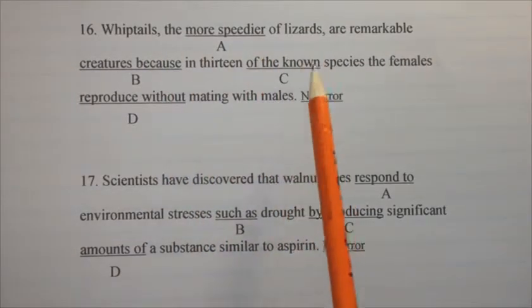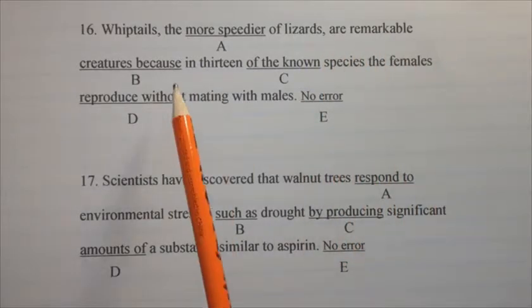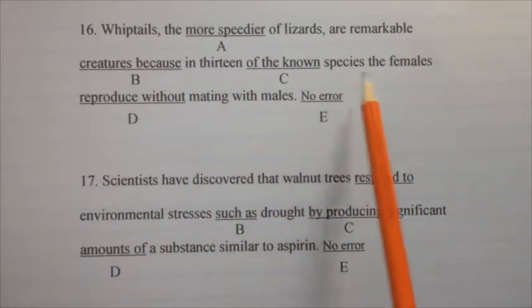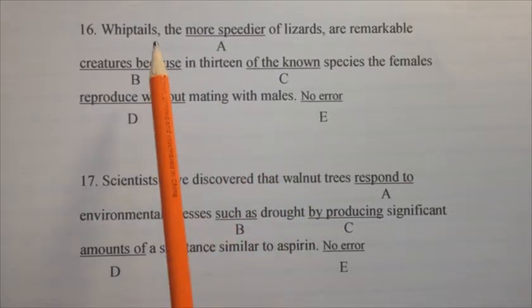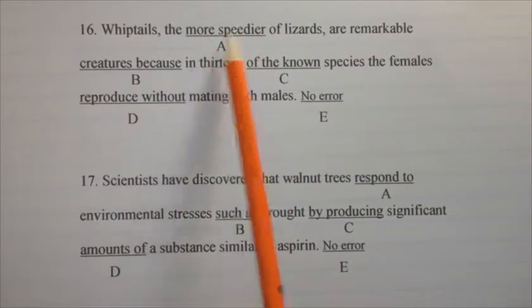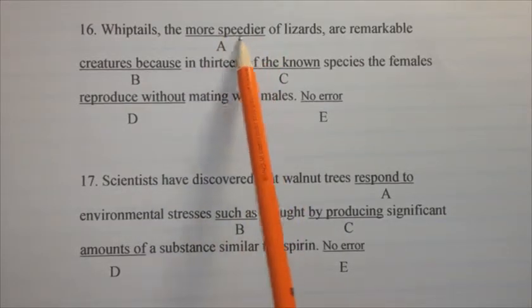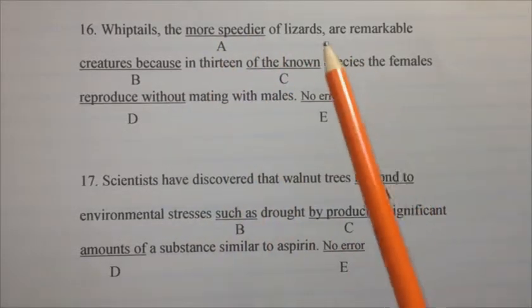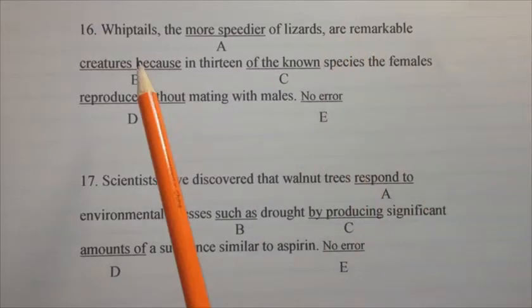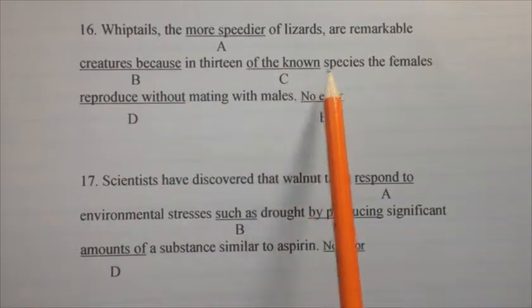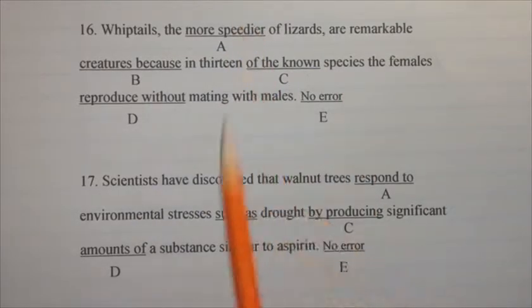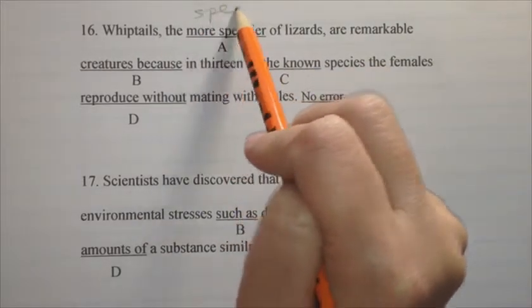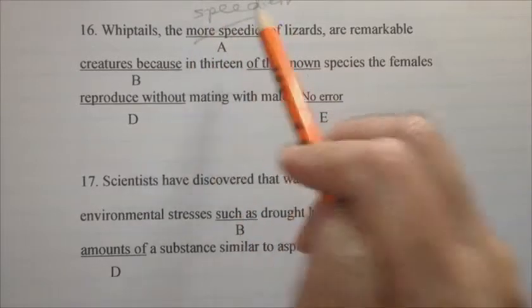Whiptails, the more speedier of lizards, are remarkable creatures because in 13 of the known species, the females reproduce without mating with males. Whiptails, the more speedier. More speedier is very wrong because speedier is already more speedy. And then if you look further, are remarkable creatures because in 13 of the known species, that means there are more than 13 species. So you have to have the speediest of lizards.